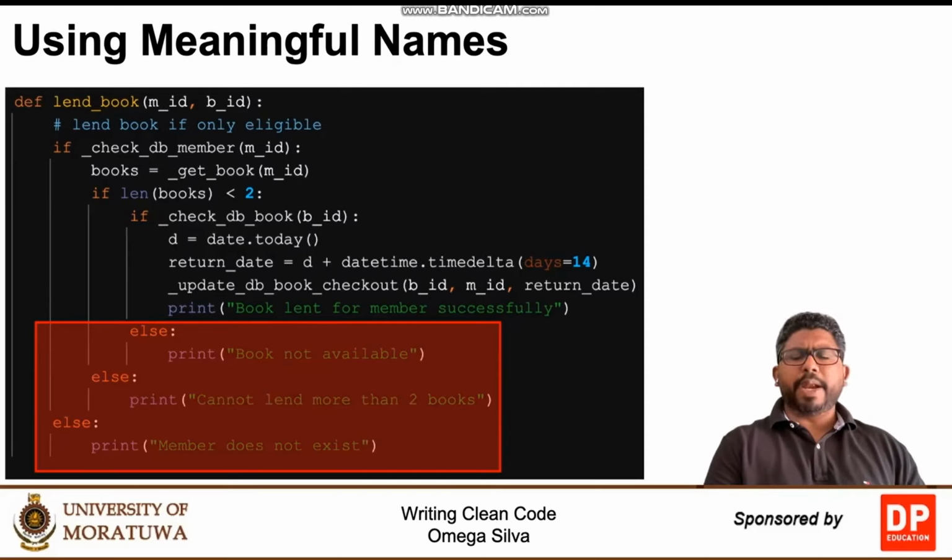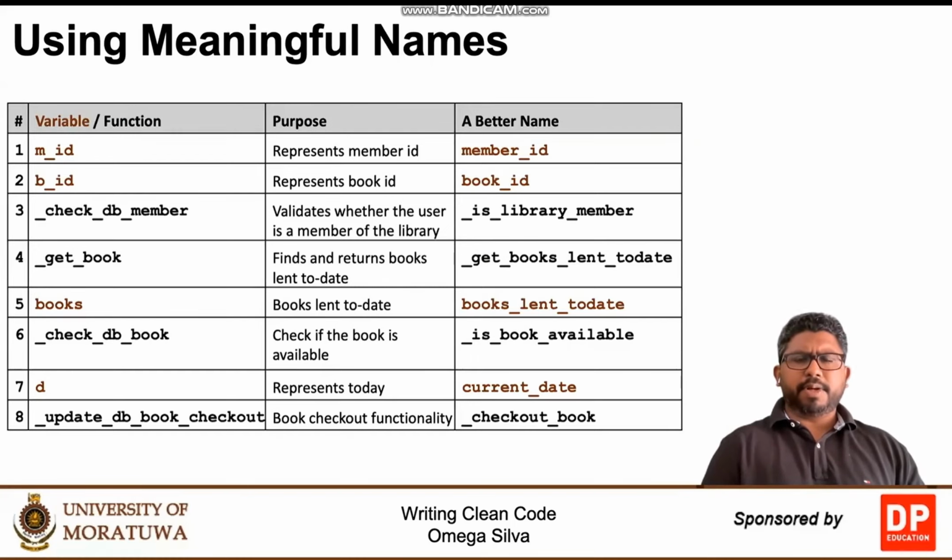I have listed down the variables and the functions that we saw in the lend book function, their purpose, and I have suggested some better names. So let's look at the first two, MID and BID. Obviously, these represent the member ID and book ID. And if we name them as such, as member ID and book ID, they don't need any explanation at all. It is quite clear to the reader what they represent.